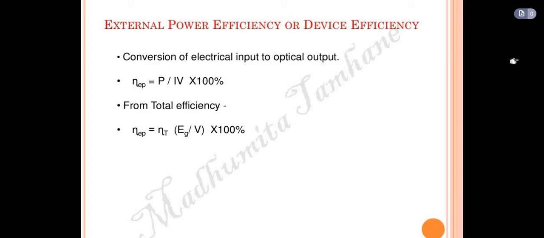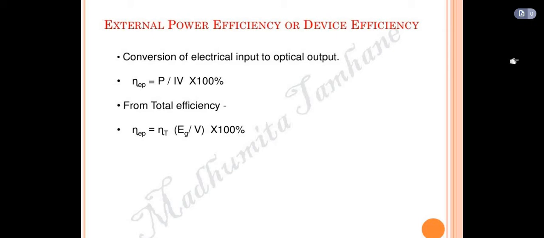So if you want to find the external power efficiency, eta of EP is nothing but output power P by IV, where IV is the input power, into 100. If you use that formula, we can substitute the given conditions and write P by IV into 100%, because we always want to find efficiency in percentage, right? So we can substitute in the given condition and write it down in this formula.